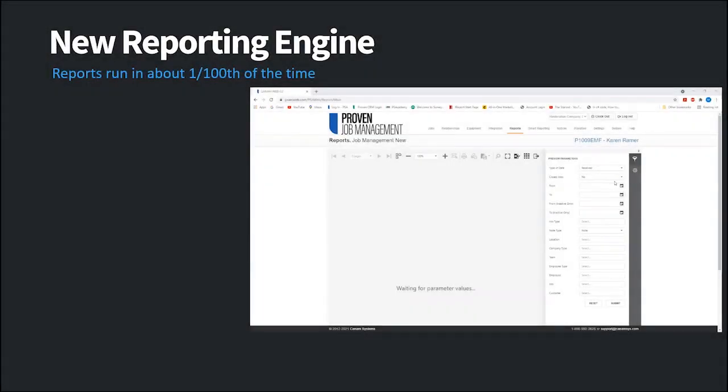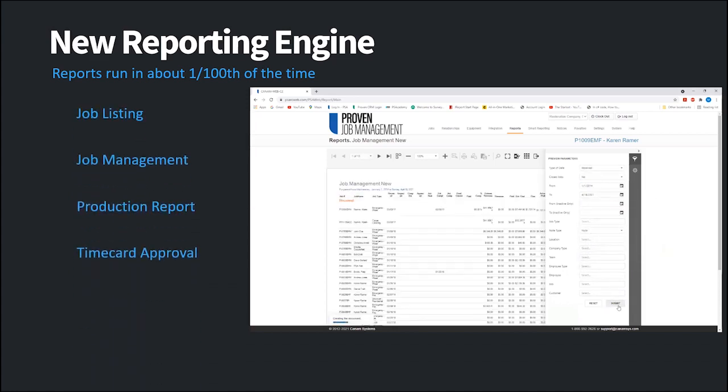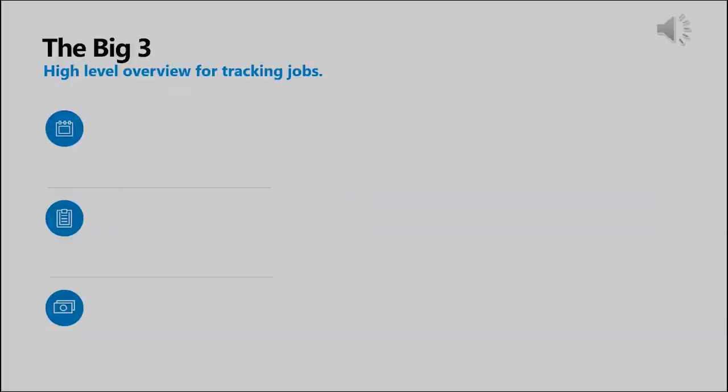Focusing more on single company level reporting, we have been redeveloping a number of reports using a more efficient reporting engine, giving you access to your information in about 1/100th of the time. New reports such as the job listing, job management, production, and time card approval reports have already been completed. On that note, I'd like to bring your attention to 3 big reports that you should be familiar with.